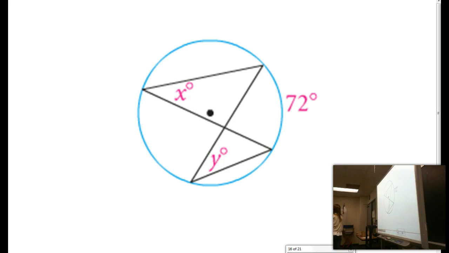Okay, promise, last problem. Stop drawing turtles. Turtles are hot. Find X and Y.